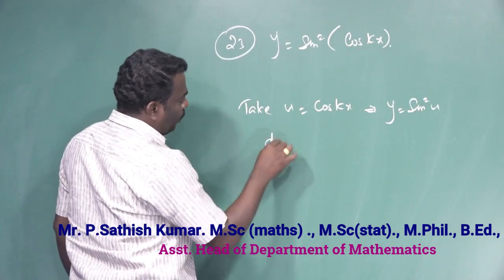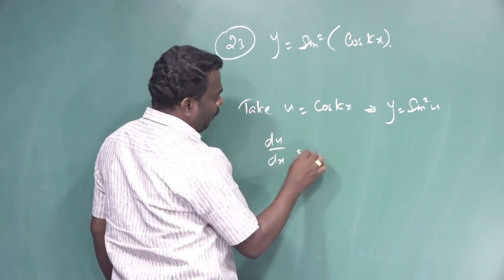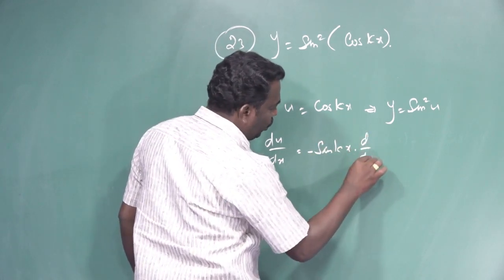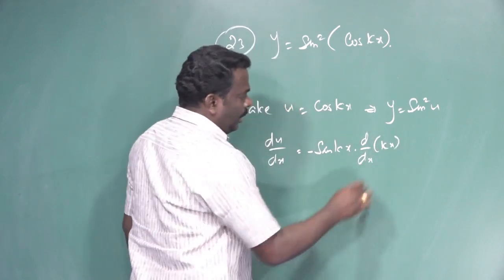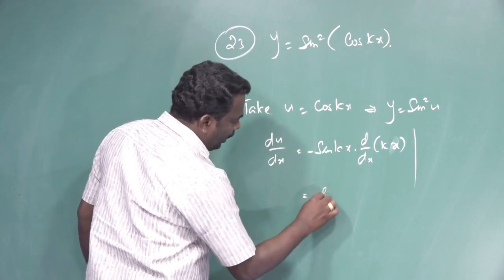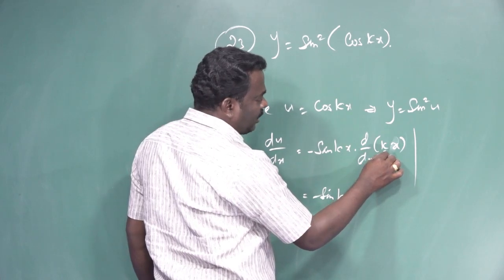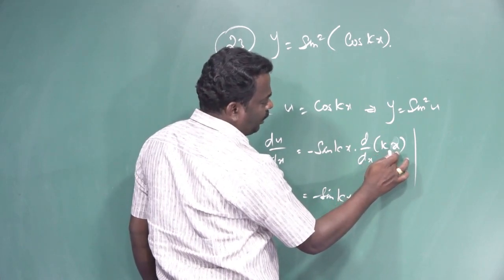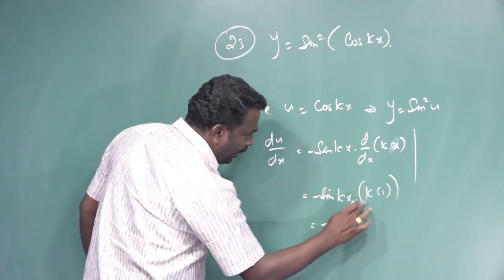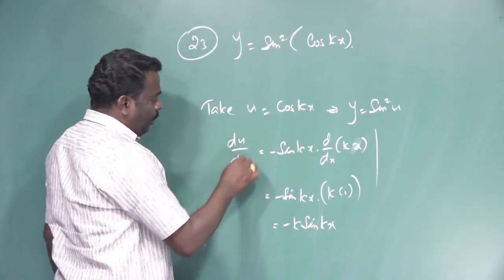Differentiate u with respect to x: du by dx equals the derivative of cos, which becomes minus sin kx. Again differentiate kx. That is equal to minus sin kx as it is, times the differentiation of kx with respect to x. Here k is the coefficient term, and the derivative of x with respect to x is 1. Therefore k into 1, and that is equal to minus k into sin kx. This is the derivative du by dx.